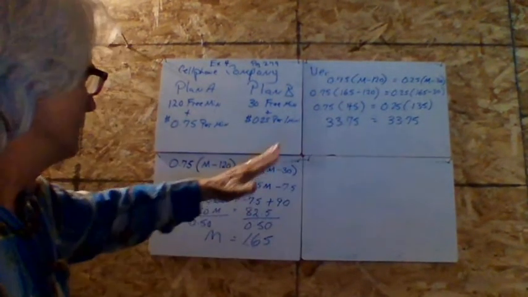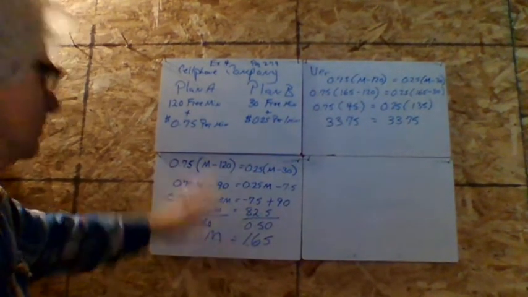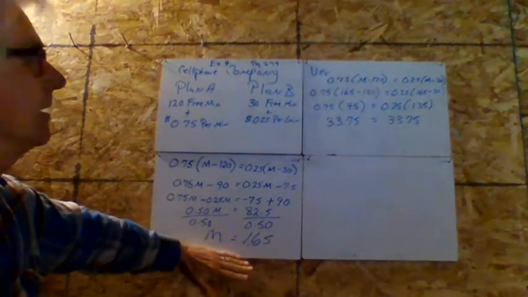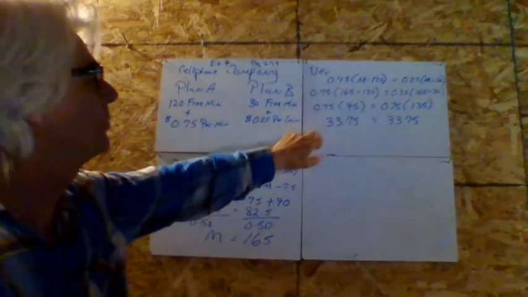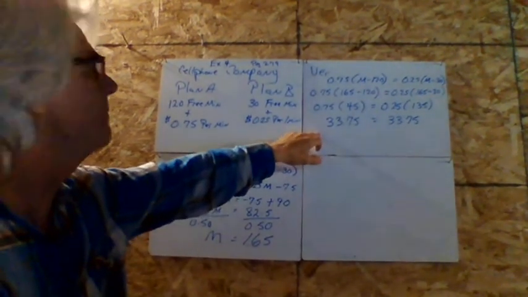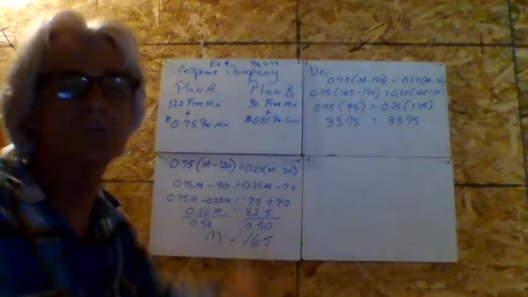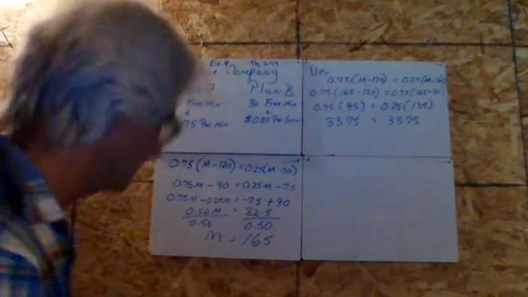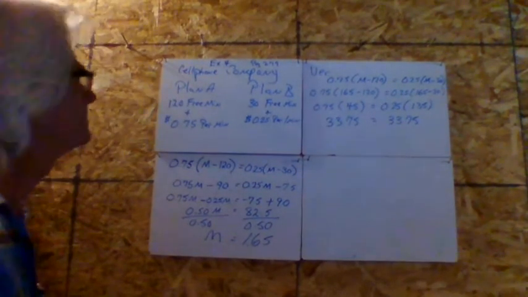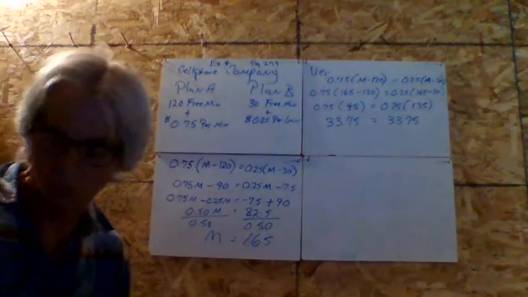Because they come out to be the same, I verified it. I know my solution here was correct. My formula is correct. My 165 is correct. But the other thing I wanted to point out, if you were to ask how much did it cost for the 165 minutes, it cost $33.75 under both plans. So that's example 4.